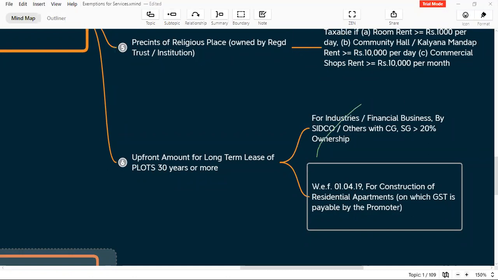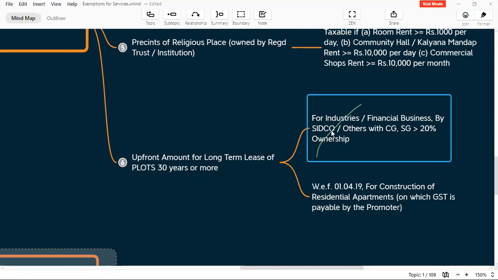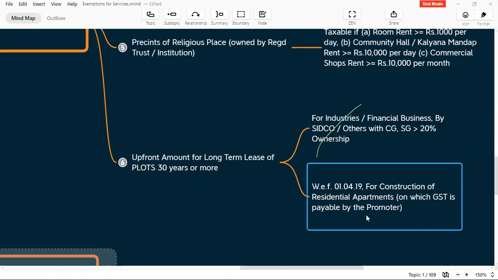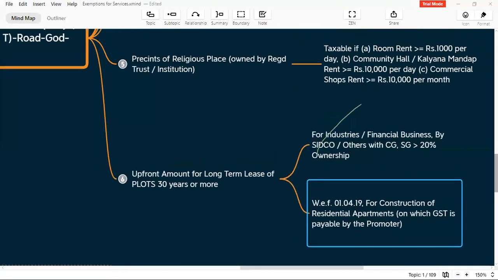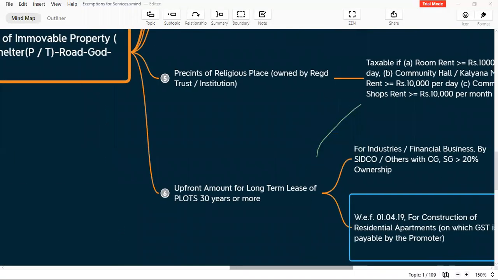This is for renting of immobile property. So I repeat: food, shelter, road, God, and government. What is more important here is the government, the CITCO industrial undertakings. This particular point was amended recently, but the CA Institute has said that whatever amendments are related to the real estate sector would not be applicable for your examination. But we wanted to cover this point specifically here. So this is about how renting of immobile property works.